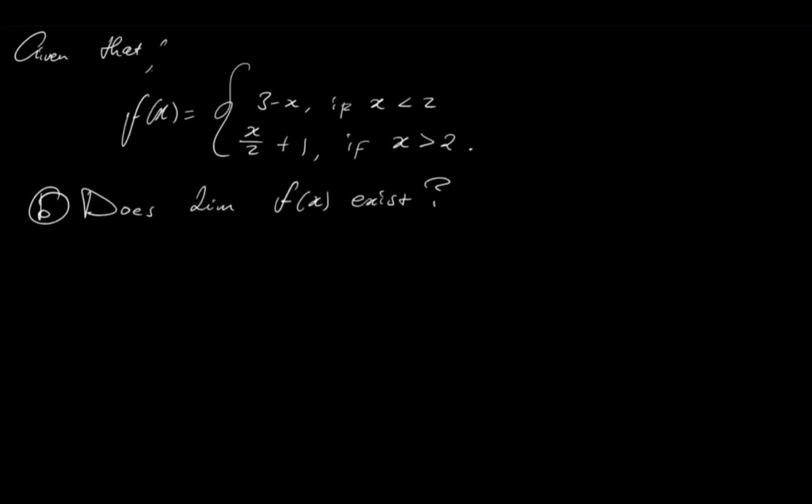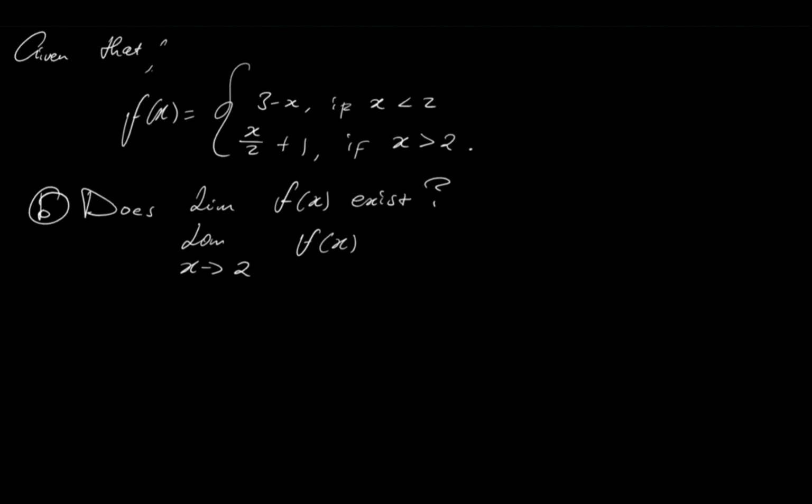Now the question is, does the limit of f of x exist? The limit of f of x is the one where x approaches what you have here, which is what? 2. So it's approaching 2 of the function f of x. Here it doesn't really specify whether it's from the left or the right hand side. We just want to know if the limit of the function exists.